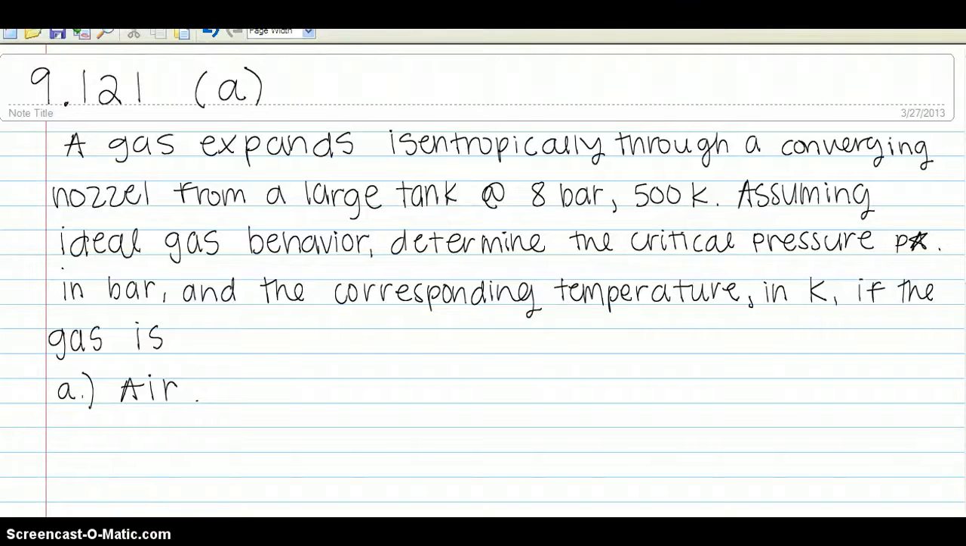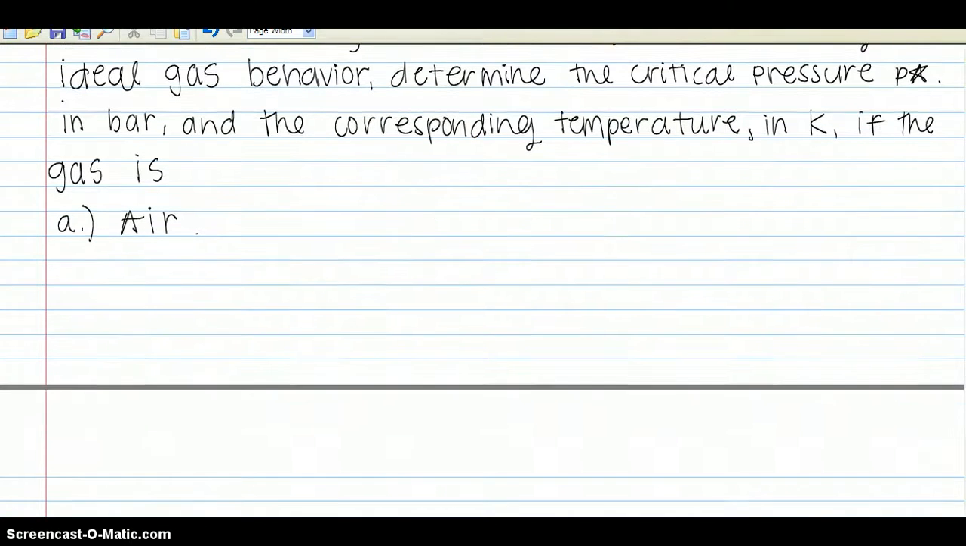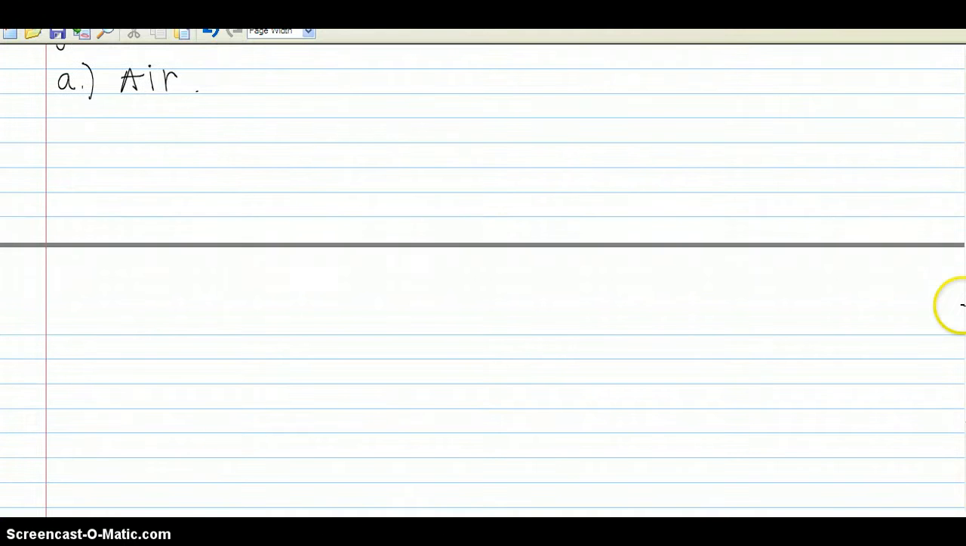Problem 9.121 states, a gas expands isentropically through a converging nozzle from a large tank at 8 bar and 500 Kelvin. Assuming ideal gas behavior, determine the critical pressure P star in bar and the corresponding temperature in Kelvin if the gas is air. The problem states that we have a tank with a converging nozzle. So I'm going to go ahead and draw that.